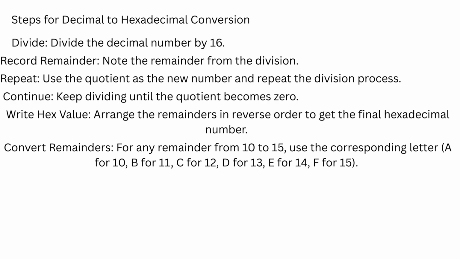Steps for decimal to hexadecimal conversion. Divide. Divide the decimal number by 16. Record remainder. Note the remainder from the division. Repeat. Use the quotient as the new number and repeat the division process. Continue. Keep dividing until the quotient becomes 0. Write hex value. Arrange the remainders in reverse order to get the final hexadecimal number. Convert remainders. For any remainder from 10 to 15, use the corresponding letter: A for 10, B for 11, C for 12, D for 13, E for 14, F for 15.